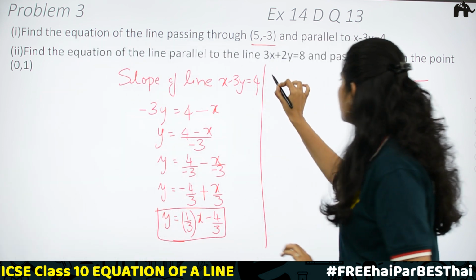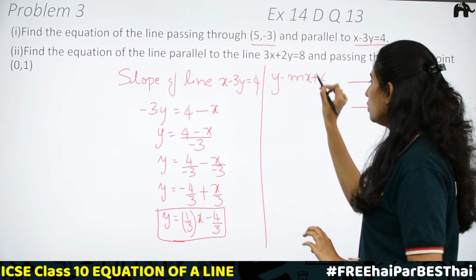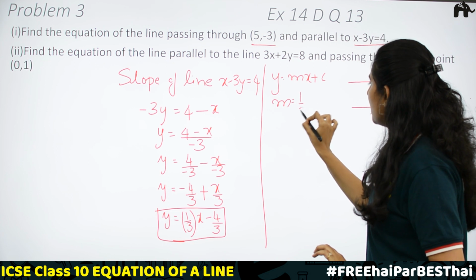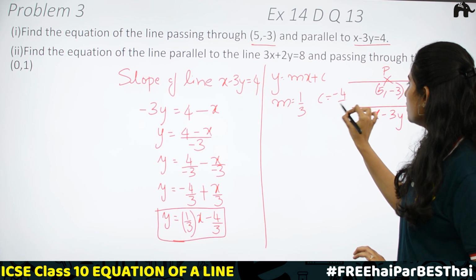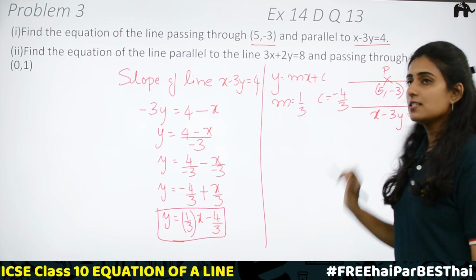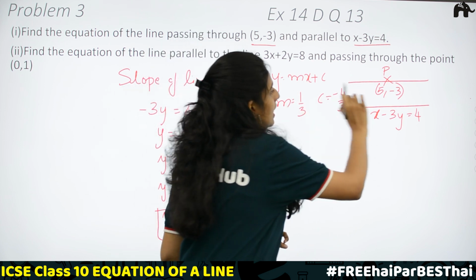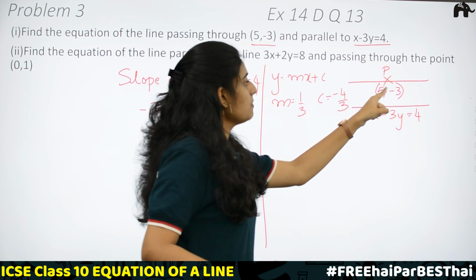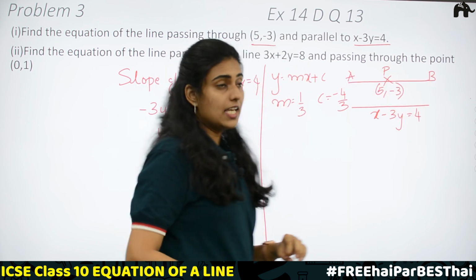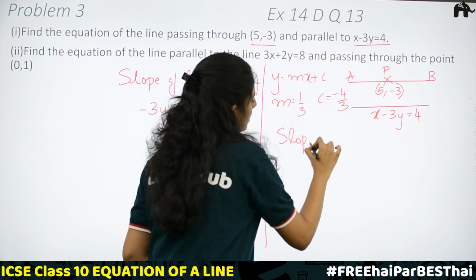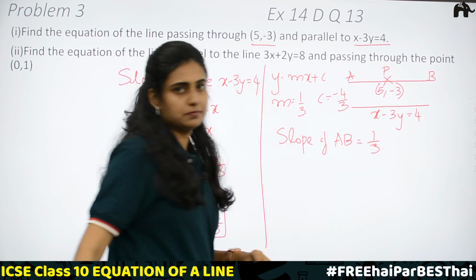Comparing this with y is equal to mx plus c, slope-intercept form, what do we get? m will be equal to 1 by 3 and the y-intercept c is equal to minus 4 divided by 3. We got the slope now. This slope and the slope of the line passing through point 5, minus 3 will be the same. Let's call this line AB. Then slope of AB is also equal to 1 by 3.